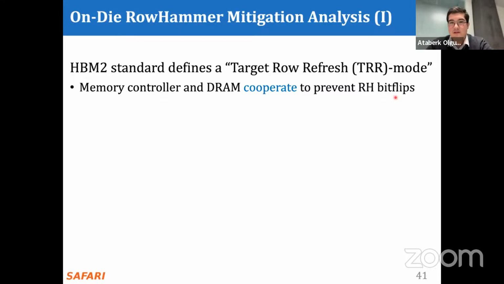The HBM2 standard defines a target row refresh mode where the controller and the HBM2 chip cooperate to prevent RowHammer bit flips. Basically, the memory controller sends a specialized sequence of commands, and it has to wait for some time when the memory controller detects an ongoing RowHammer attack. Again, a very high-level description. It's not exactly like this. That's what I mean by cooperating with the DRAM chip. And the existence of this is documented in the standard. This is a known mechanism.